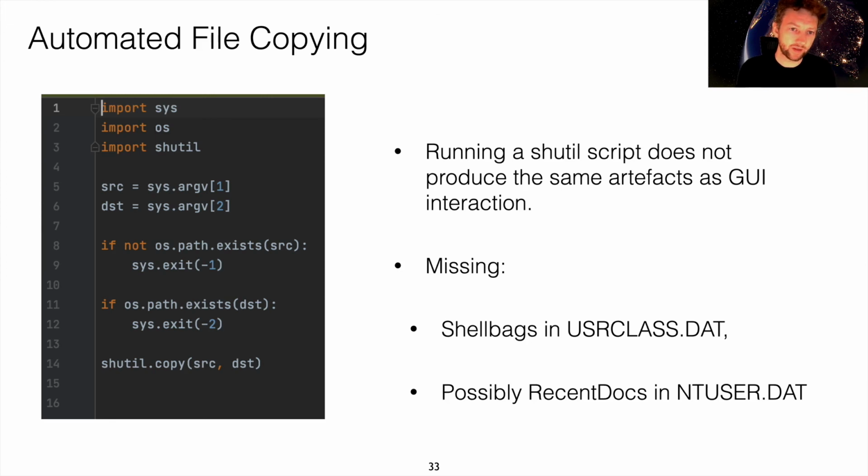You can also see the consequences of doing relatively simplistic file copying, so running a script that uses shutil to copy files. This isn't using the user interface, so it's not going to have shellbags, recent docs, all of the OS level stuff that's useful for user behavior reconstruction. It is obviously going to have consistent file system artifacts, but it's lacking the OS stuff.